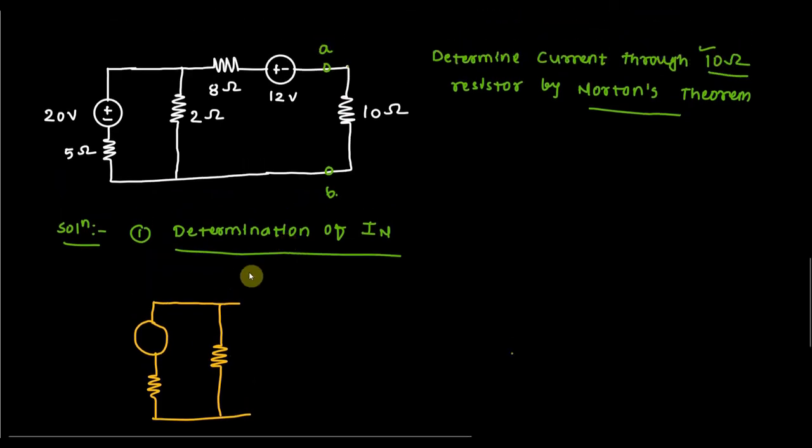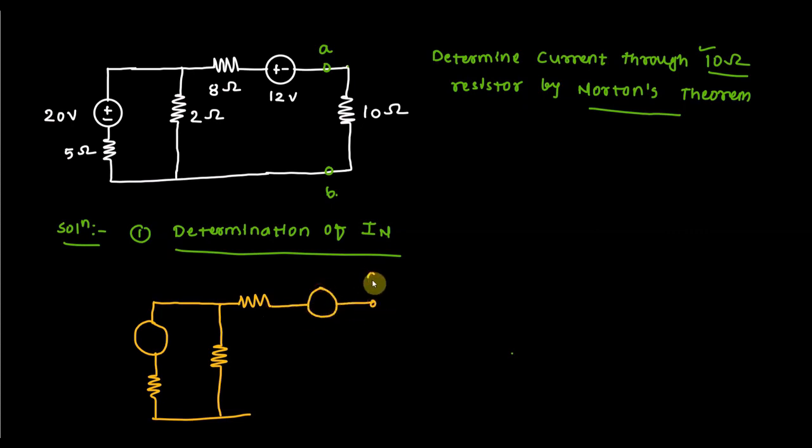First I will draw the rest of the circuit. So this is your A terminal and this is your B terminal. So this is plus minus 12 volt. This will be 8. This will be 2. This will be 5. This will be plus minus 20. Fine.